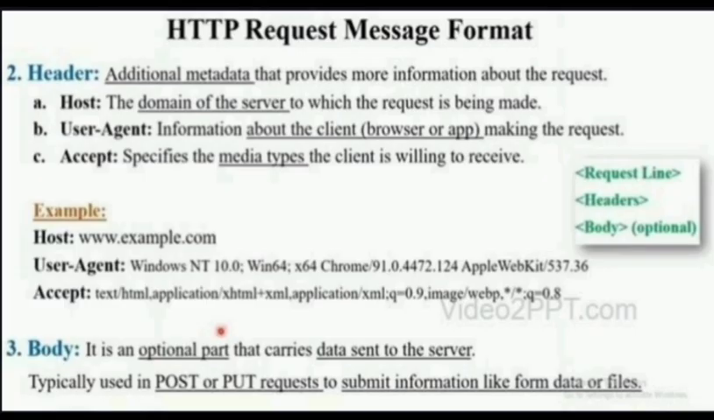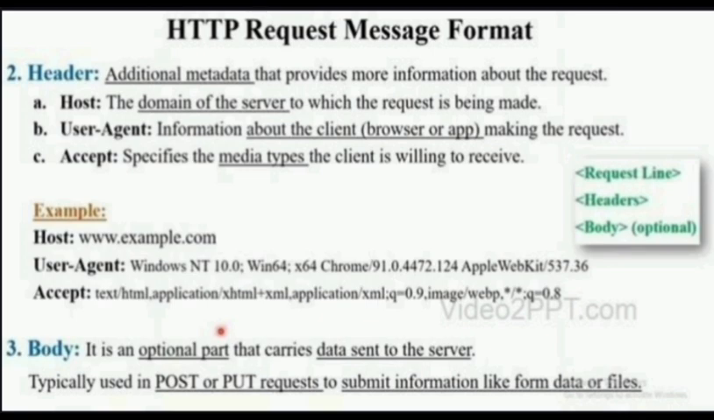Headers. The header provides essential additional metadata, giving the server context about the client and the request. Key examples include Host. This specifies the domain of the server the request is intended for, which is vital for servers hosting multiple websites. Example: Host: www.example.com. User-Agent. This contains information about the client itself, the web browser or application making the request. This helps the server tailor its response to the client's capabilities.